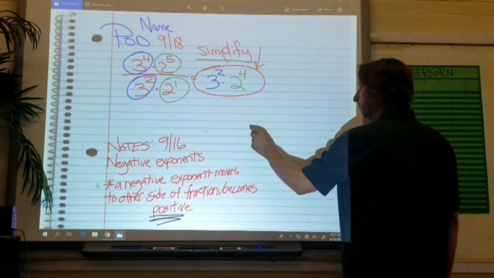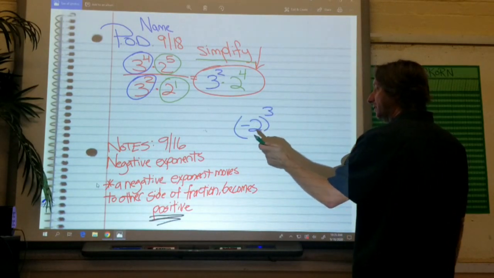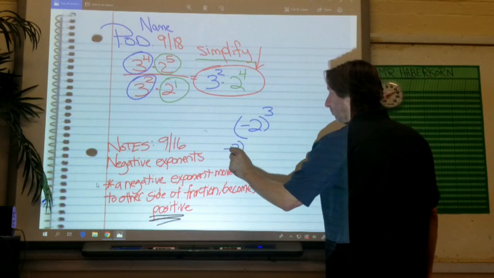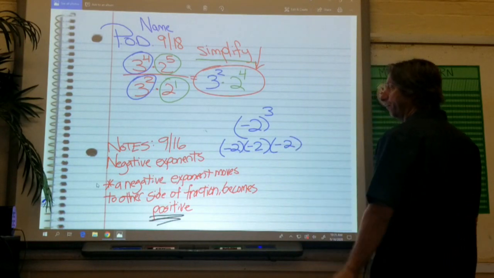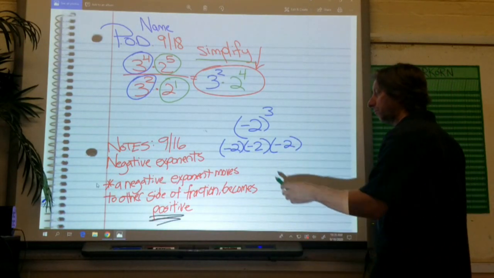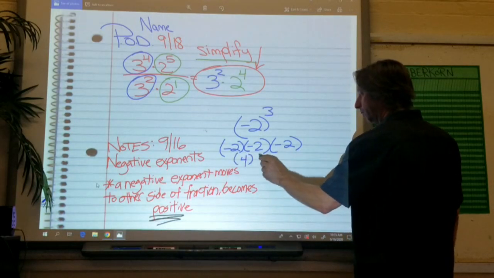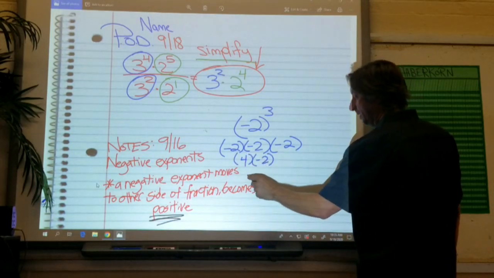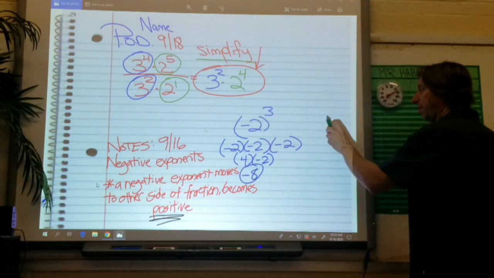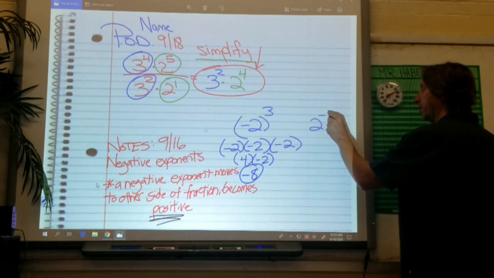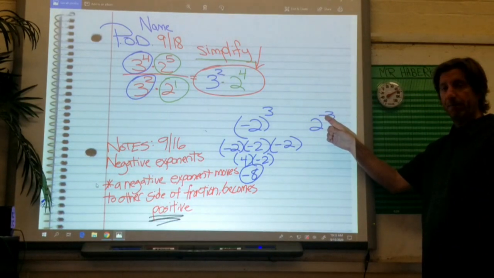So this here, negative 2 to the 3rd. All this means is negative 2 times negative 2 times negative 2, right? And we've done these before. Negative 2 times negative 2 is positive 4. 4 times negative 2 is negative 8, right? Now that's very, very different than this right here, 2 to the negative 3rd. Our negative is up in the exponent, all right?